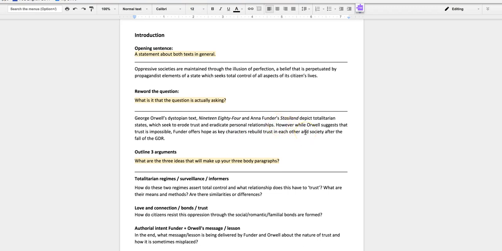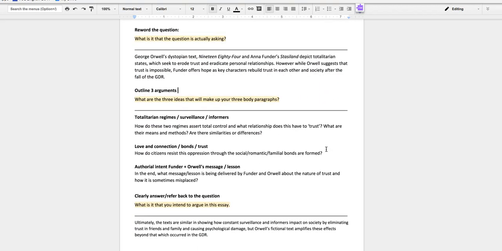Personal relationships. However, so I'm already working in some comparison here. While Orwell suggests that trust is impossible, Funder offers hope as key characters rebuild trust in each other and society after the fall of the GDR. Can you just be conscious, sorry, that you do say the GDR or the former GDR, all right? Just be conscious of that.